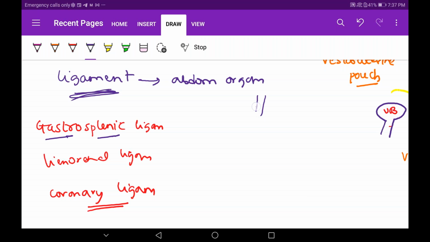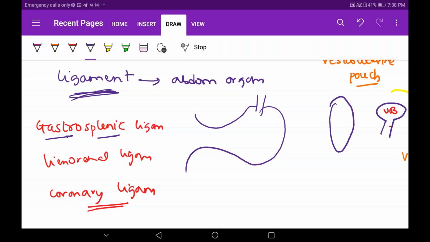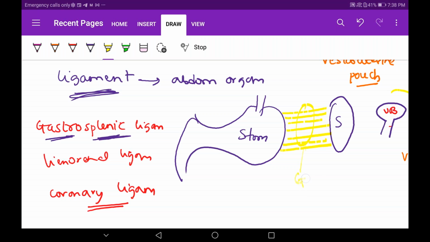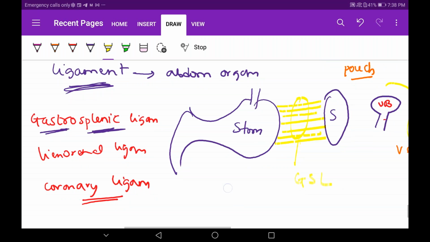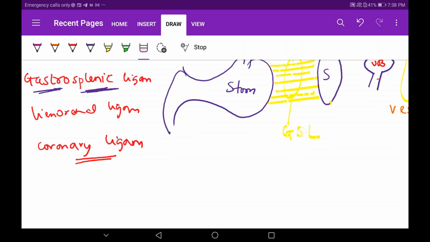Gastrosplenic, meaning this is our stomach, right? And behind, posteriorly and more laterally, what will be there? The spleen. This is the spleen, this is the stomach. So gastrosplenic ligament means the peritoneum is connecting the stomach's greater curvature to the spleen. So I'm giving a name to this whole as gastrosplenic ligament. Okay, lienorenal means what? Lienorenal means spleen is getting connected to the kidney.